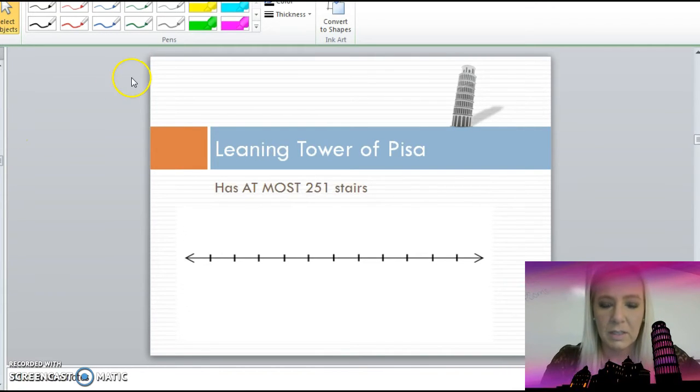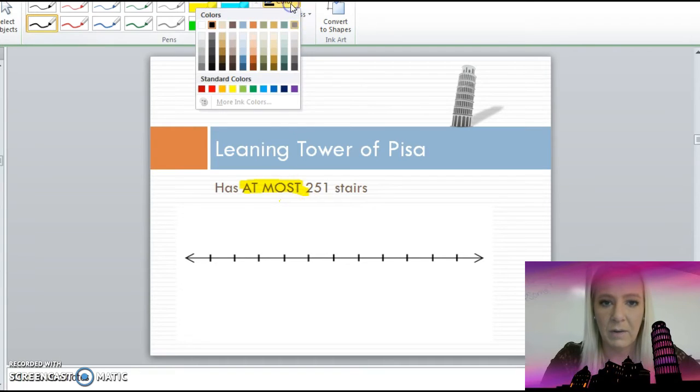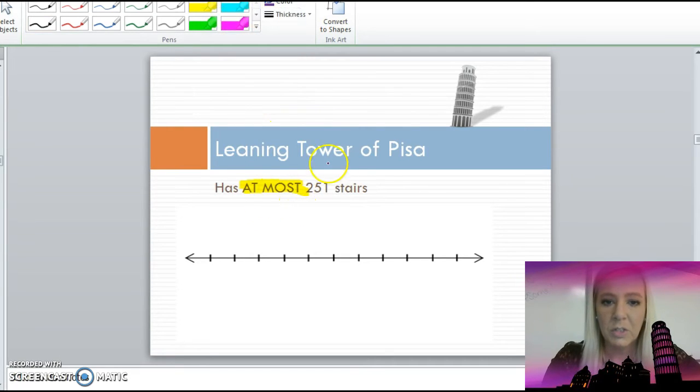At most, the Leaning Tower of Pisa has 251 stairs. At most means that I can hike up 251 stairs, but that's the most amount of stairs that I can hike up. I can hike up 30 stairs, I can hike up 150 stairs, I can sit at the bottom and take touristy pictures and not hike up any stairs, but at most it has 251 stairs. So if I were to graph this on a number line, at most 251.